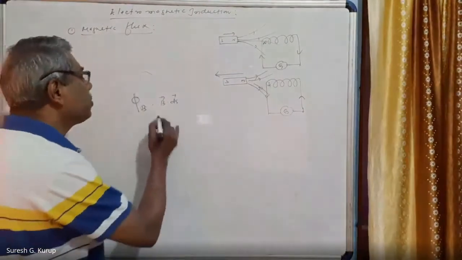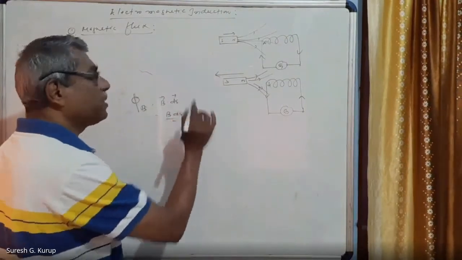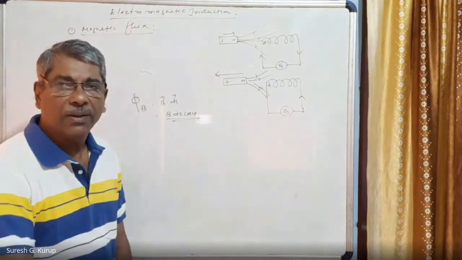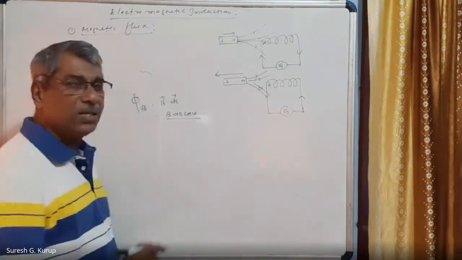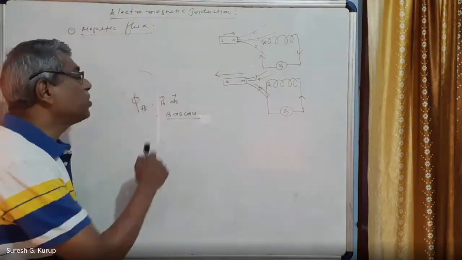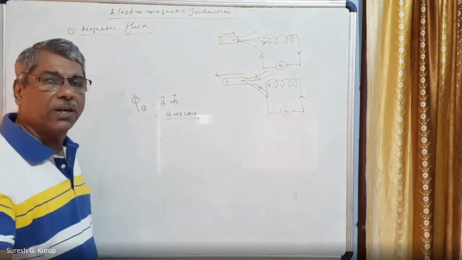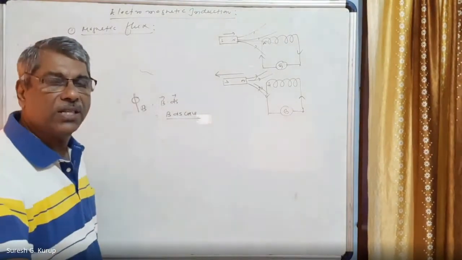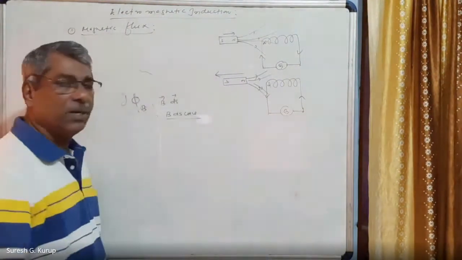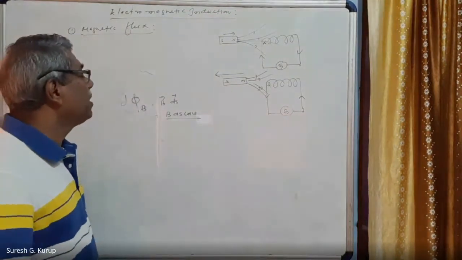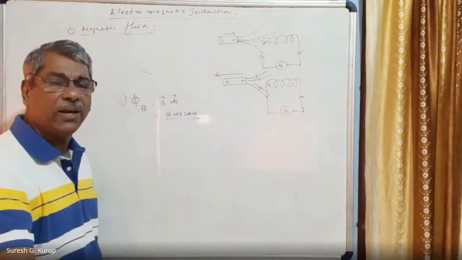So this can be written simply as B ds cos theta also, where ds is the surface vector, right? So this much only you need to understand. Magnetic flux, denoted by phi B, is equal to B ds cos theta, right? From the very relation itself, it is clear that d phi B is equal to B dot ds, which is equal to B ds cos theta, right? Because we are taking a very small area ds.